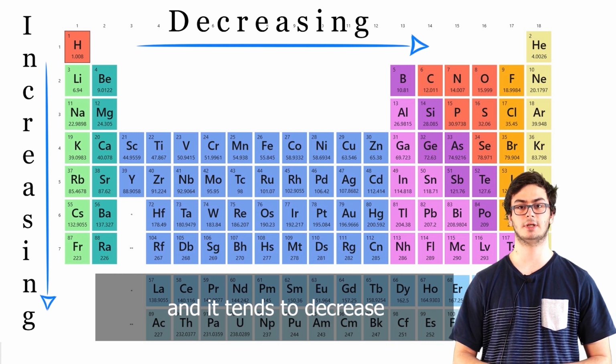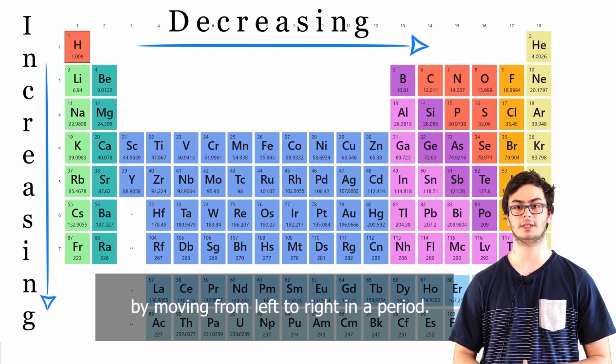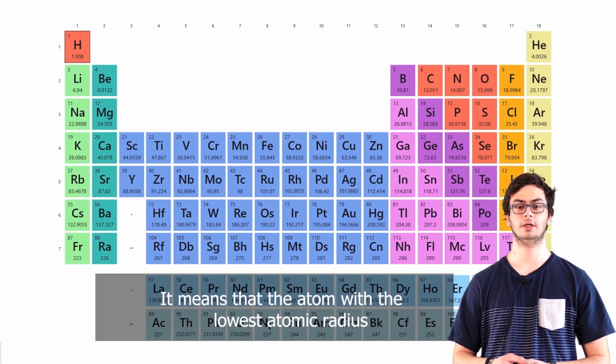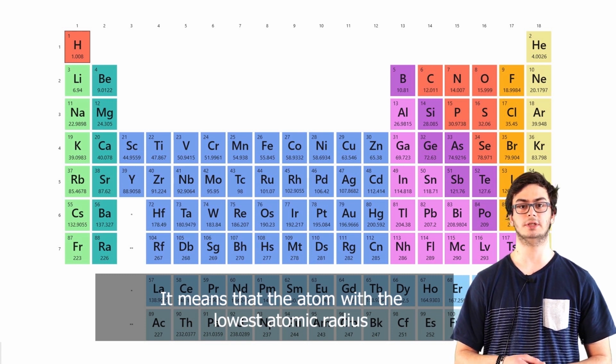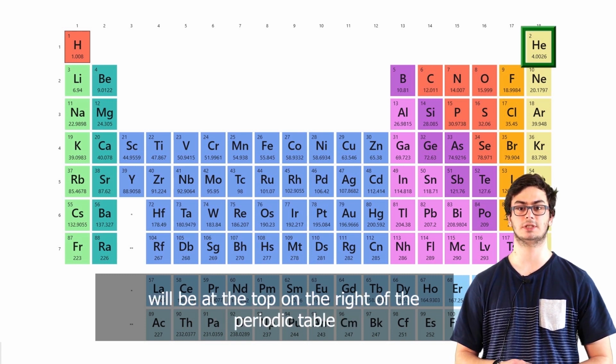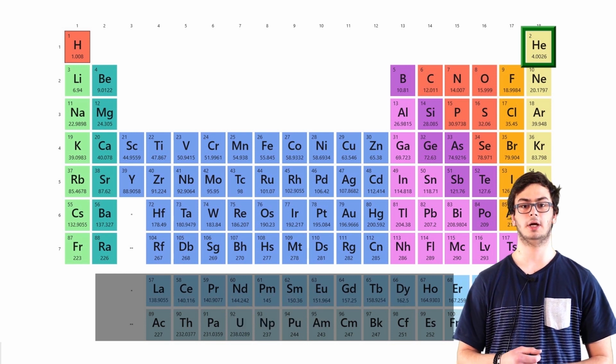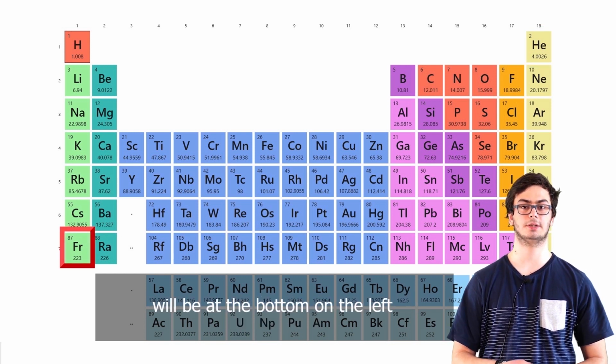In the periodic table, atomic radius tends to increase by going down in a group, and it tends to decrease by moving from left to right in a period. It means that the atom with the lowest atomic radius will be at the top on the right of the periodic table, and the one with the largest will be at the bottom on the left.